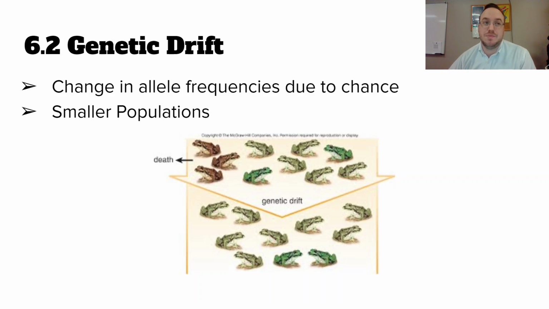Just something happens, right? And the overall population isn't changing that much, but in the next generation, there's going to be fewer brown frogs because they don't survive to reproduce. If you can't reproduce, you're not passing on your traits. So due to chance, genetic drift is due to chance.